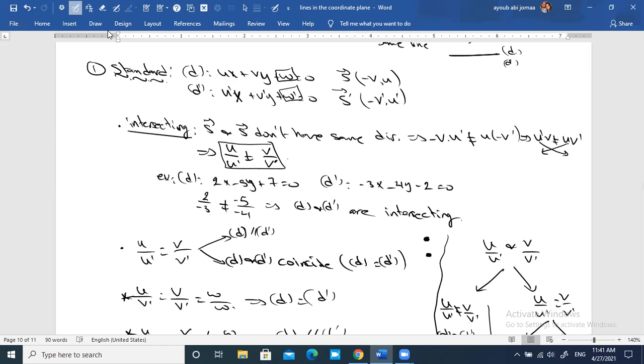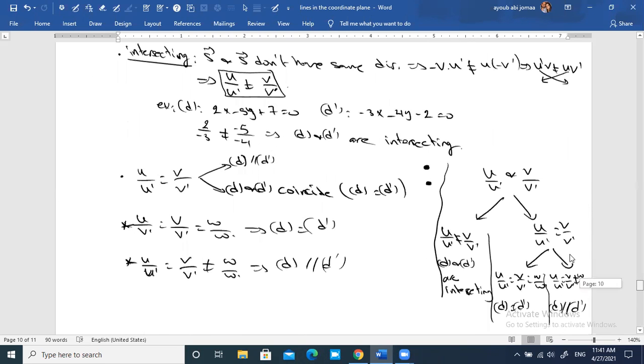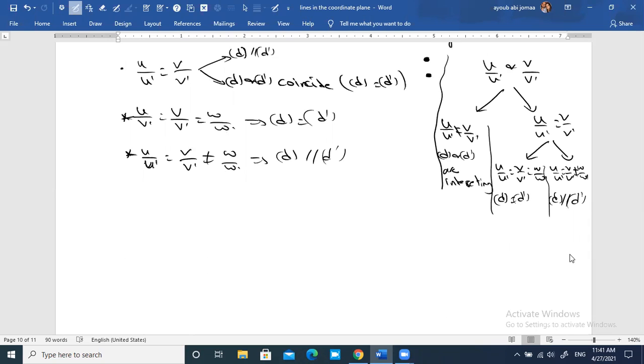We said you have to consider the coefficients or the constants u, v, w. So if u over u prime is not equal to v over v prime, then the two lines are intersecting lines. In case they are equal, you check also w over w prime. If w over w prime is equal also to this ratio, then the two lines coincide. In case w over w prime is not equal to this ratio, then the two lines are parallel.